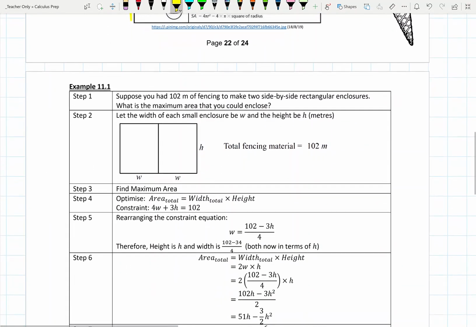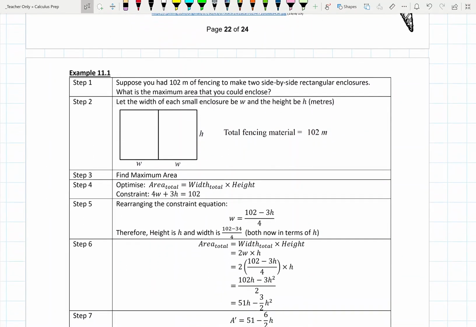All right, let's do some examples. Example 11.1. Suppose you had 102 meters of fencing to make two side-by-side rectangular enclosures. What's the maximum area that you could enclose? So the first step is read the question, read what it says, not what you think it says. So we're actually trying to calculate the maximum area.